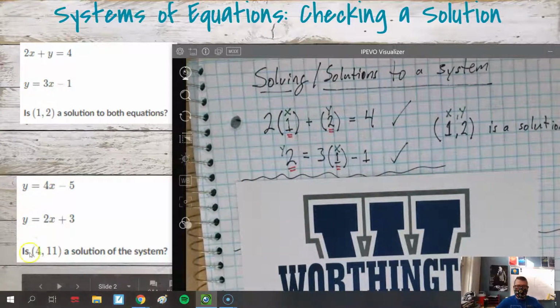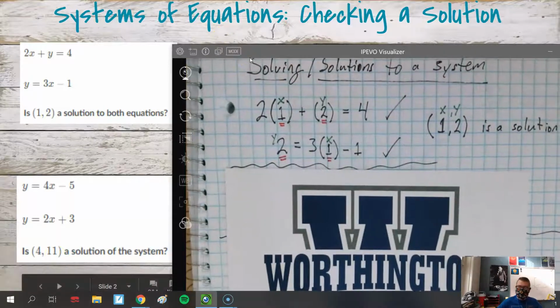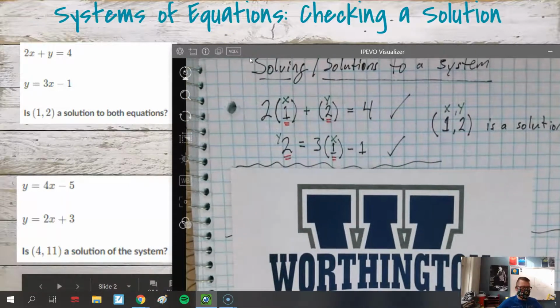Try 4, 11 for the other two. You don't need to write the equation with the x and the y. Go ahead and write the equation replacing x with 4 and replacing y with 11. Go ahead and write those equations with the values substituted.